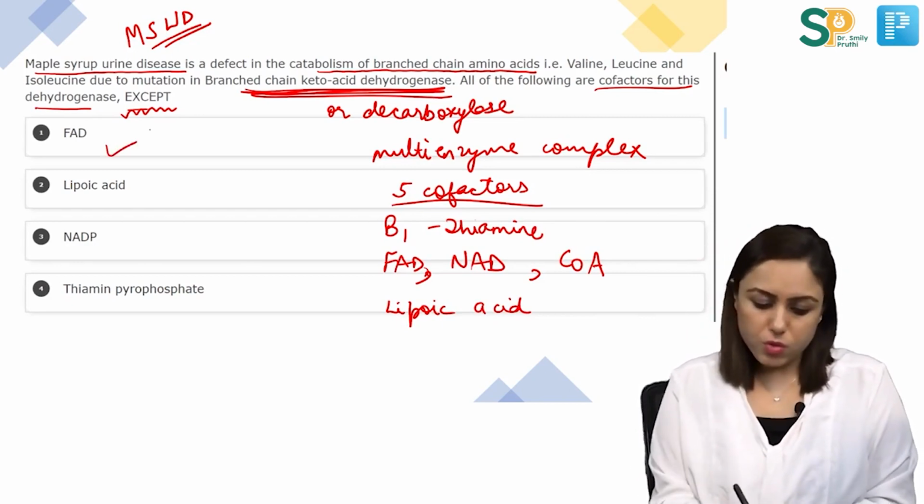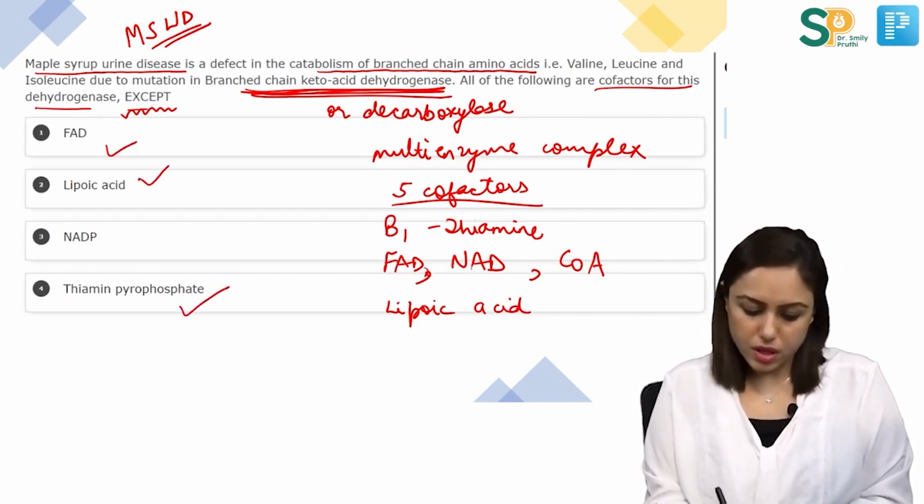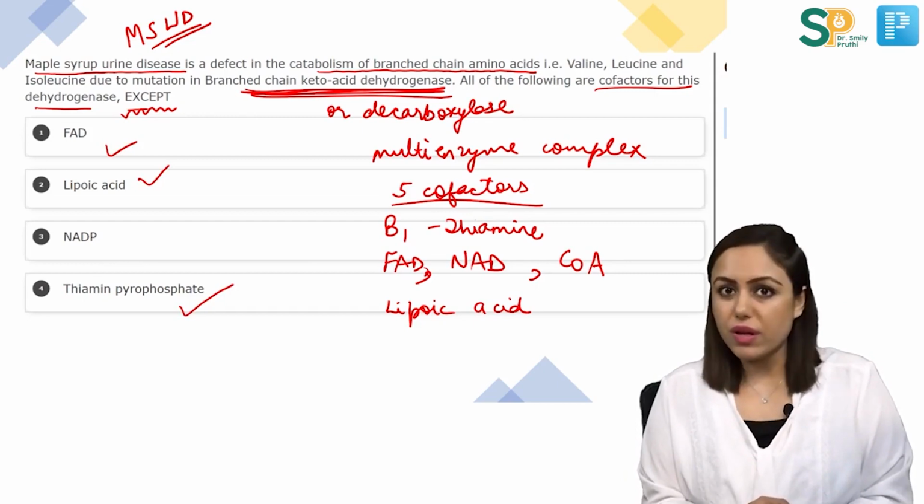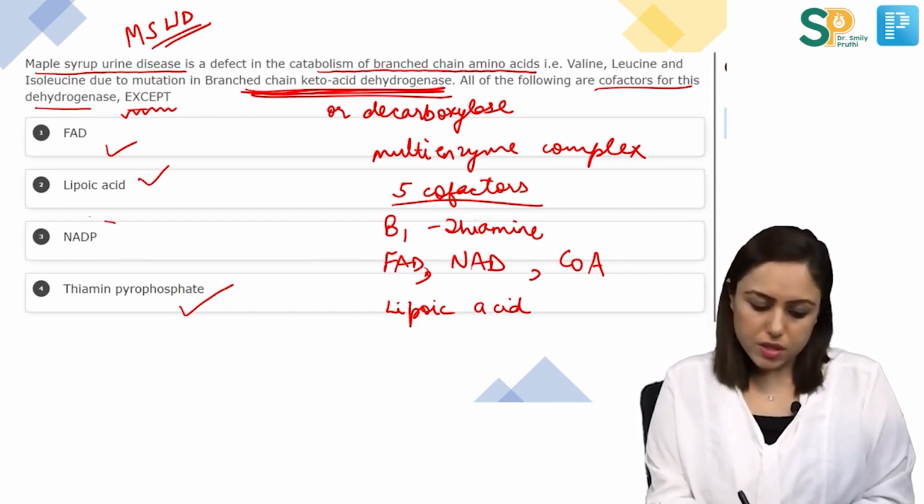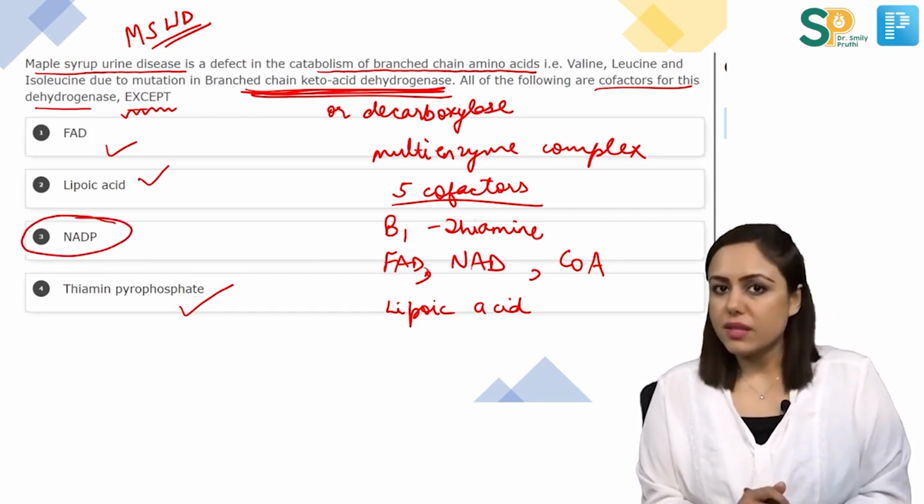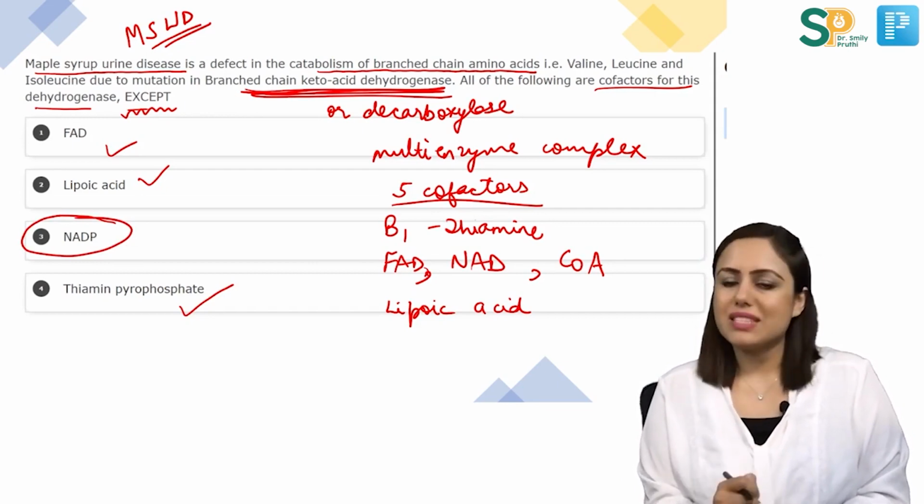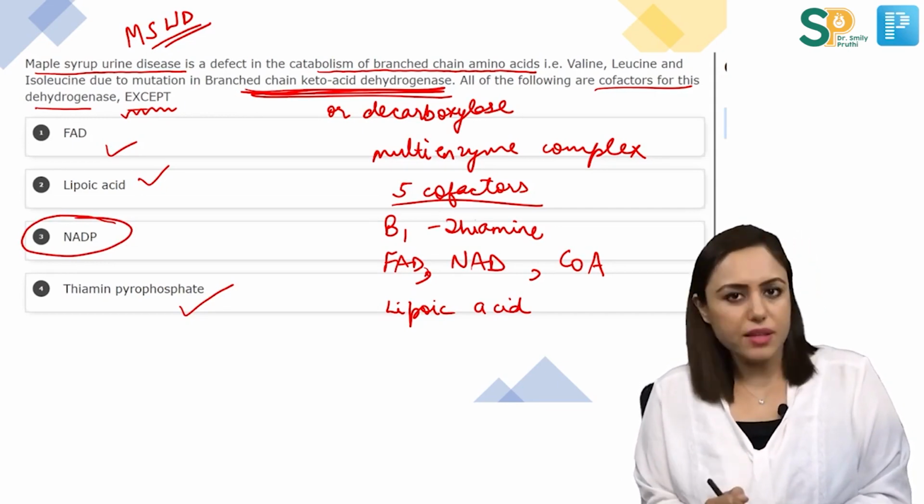So, option A, FAD is required, lipoic acid is required, thiamine pyrophosphate, that is vitamin B1, that is required. So, your answer here is NADP. This enzyme does not use NADP, instead it requires NAD, right.